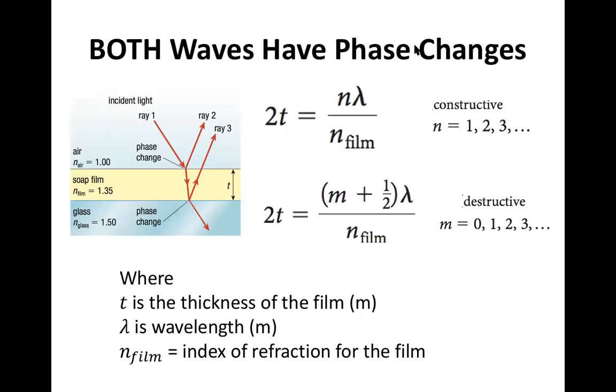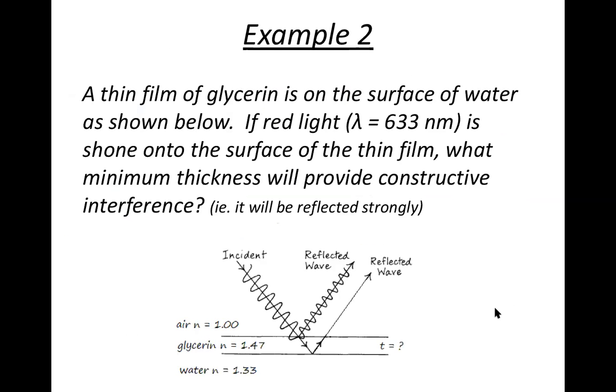So if both waves have inversions or phase changes, notice how they are the exact same two equations, but they are flipped. There's constructive because of the whole number ratios of lambda, whereas there are half multiples of the wavelength for destructive when you have two inversions. Anyways, just make sure that you're using the right equation. I'll do one example to show you how you might set this up.